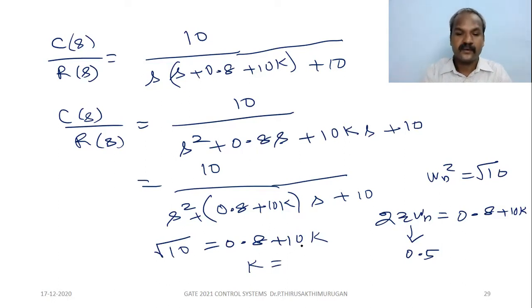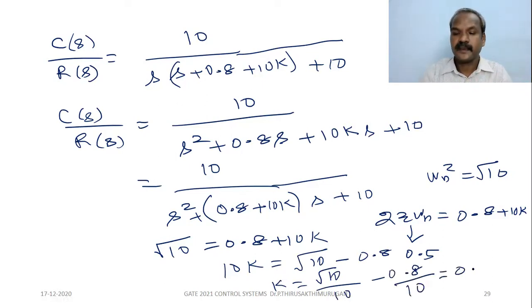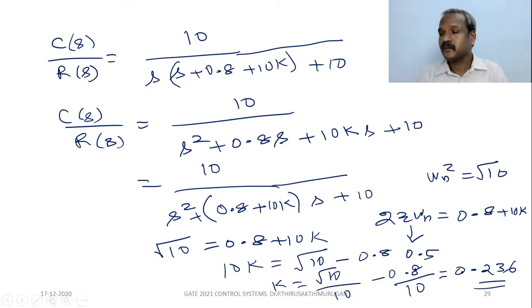So K becomes root 10 minus 0.8 divided by 10. So we will be getting 0.236. So K equal to 0.236. So substitute here. Now zeta value is known, omega n is also known, K value is also known.